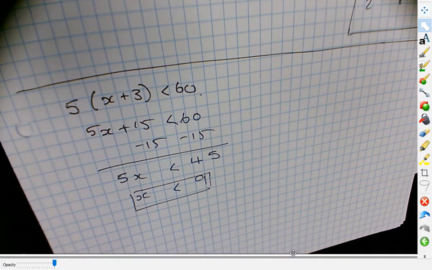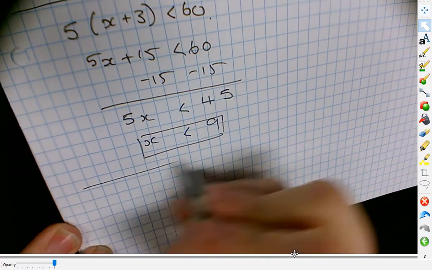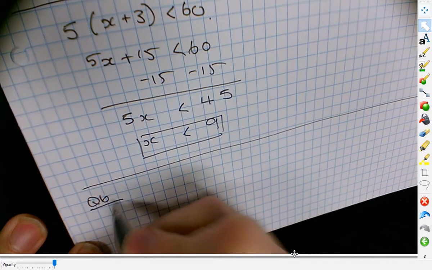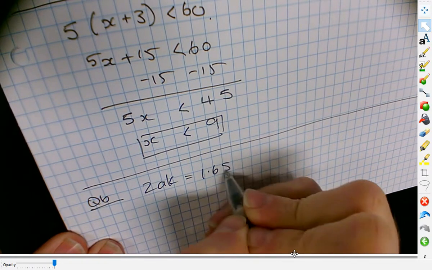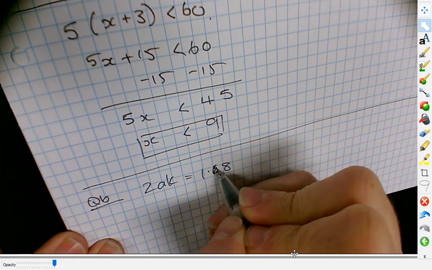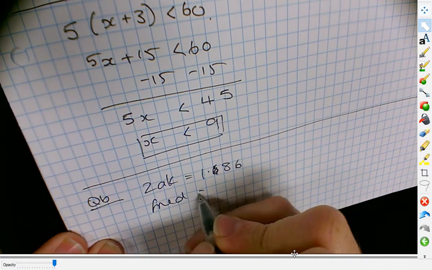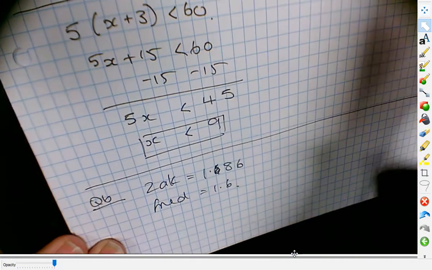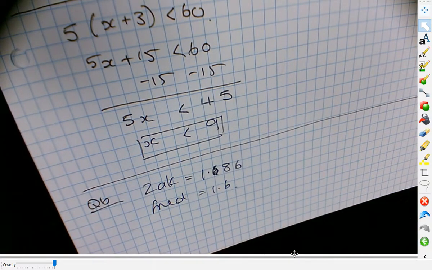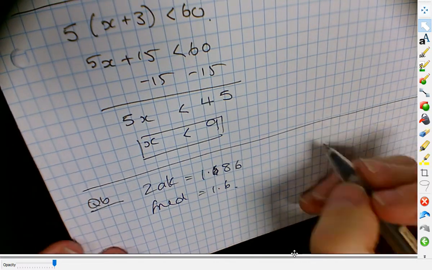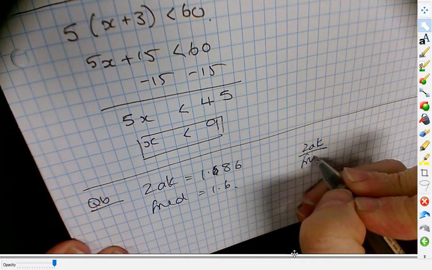Okay, question 6. So what we just went through on question 4 is actually helpful on question 6. Question 6, the height of Zach is 1.68. So Zach is 1.86, sorry. And Fred is 1.6. Second mistake, thank you. Right, Fred is 1.6. Write the height of Zach as a fraction of the height of Fred. So that means do Zach over Fred.